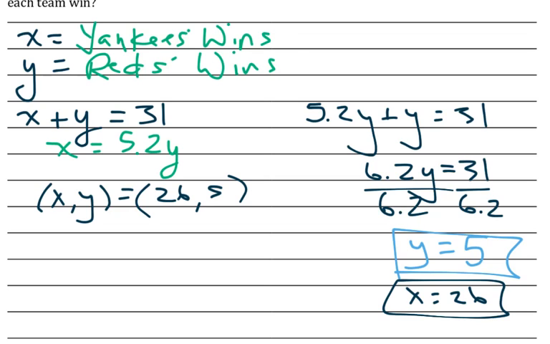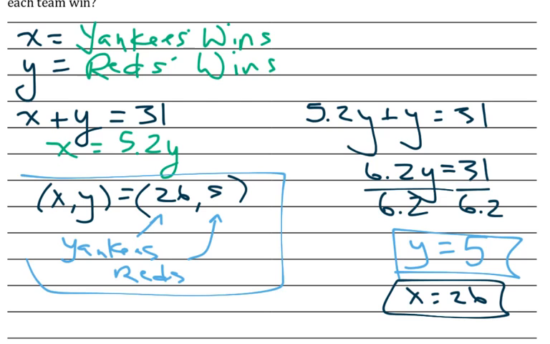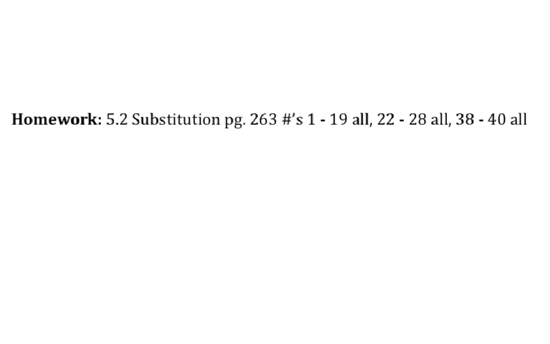And if you know anything about the history of the Yankees, that doesn't seem unreasonable. And it's a good idea to tag this to be more clear. So we could either write 26 Yankees wins down here and 5 Reds wins, or you could maybe write Yankees, Reds. Box that, make it stand out. You're good to go.